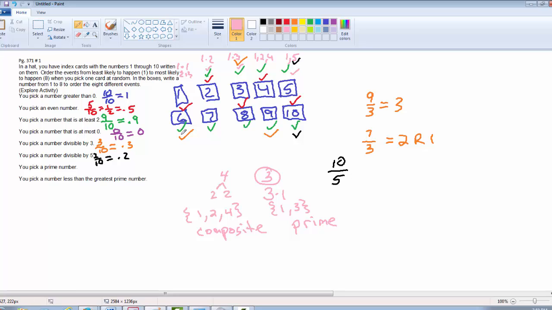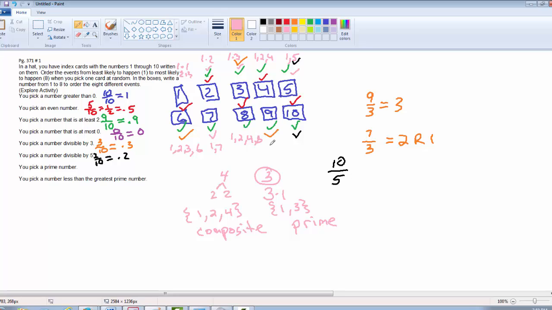Now the number 6, that one we can go 1 times 6, 2 times 3, so 2 and 3 are also included. So we got a lot, so that would not be a prime number. 7 is going to be a prime number because you only have 1 and 7. 8 is not going to be a prime number. It's going to be a composite because you have 1, 2, 4, and 8.